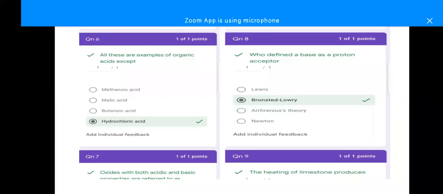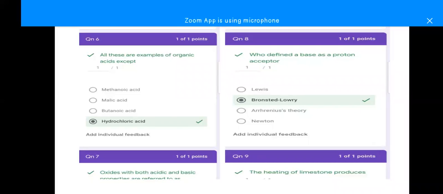The next one, you have all these are examples of organic acids except. Methanoic acid, malic acid, and butanoic acid are all organic acids, with the exception of hydrochloric acid, that's an inorganic acid. You have acetic acid. Sorry, ethanol, ethanol. They are all inorganic acids. So you have methanoic, butanoic, and malic acid as organic.